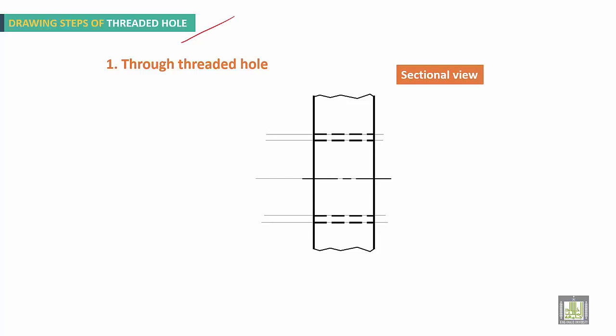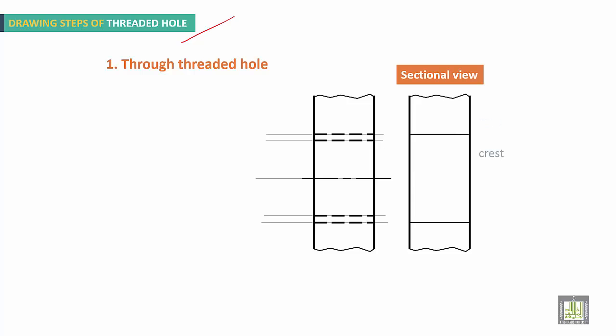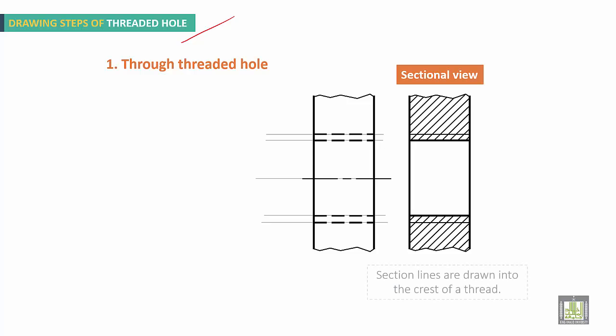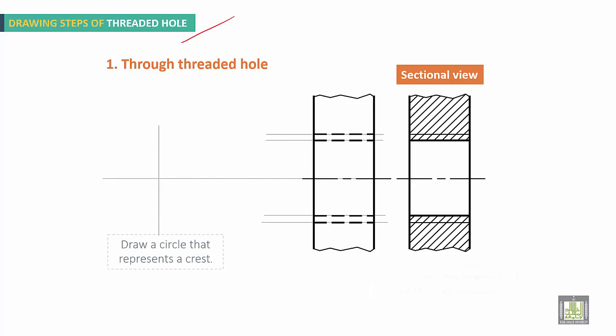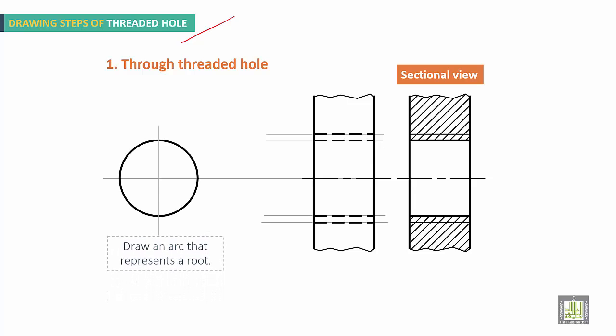Because it is sectional view, now each dashed line will be a continuous line for crest and for roots. And hatching line will cross the root line. Okay, with the center line here. Side view now. Draw a circle that represents a crest. And the arc should be outside the circle. And should cross one of the axis lines.